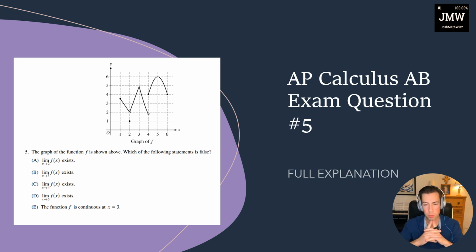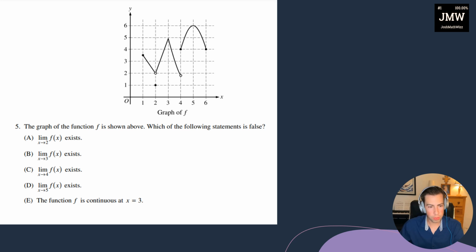All right, so it looks like question 5, they're giving us a conceptual problem. We have the graph of function f as shown above. Which of the following statements is false? So we have a bunch of limits here, and we want to figure out which of these is false.